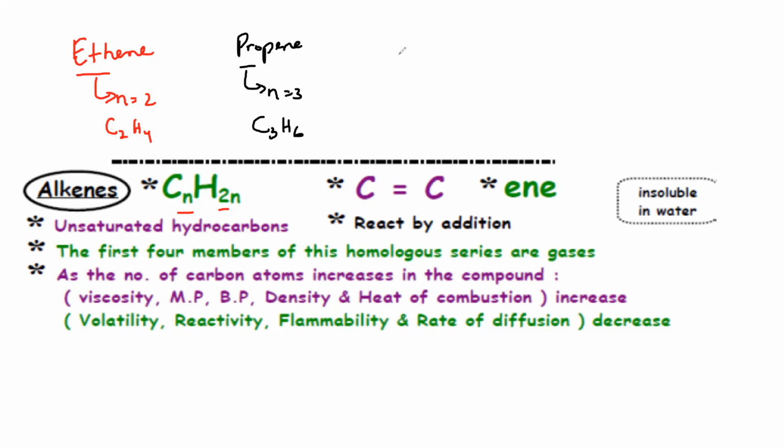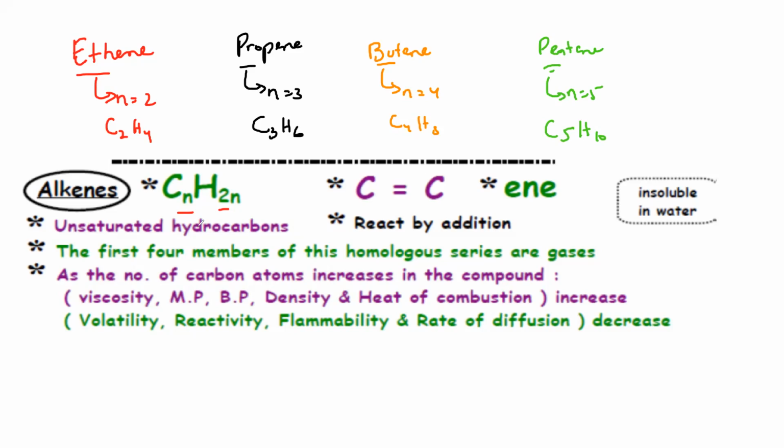Then it will be butene. But means n is equal to 4, so C4H8. Then pentene. Pent means n is equal to 5, so C5H10. The number of hydrogens is twice the number of carbons. So ethene, propene, butene, pentene and so on.